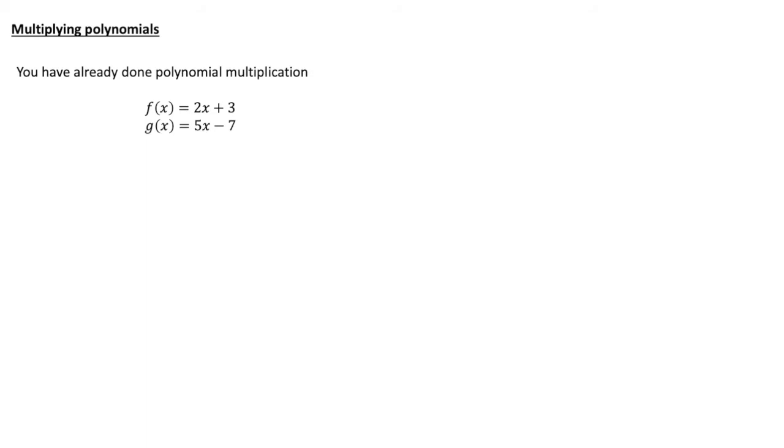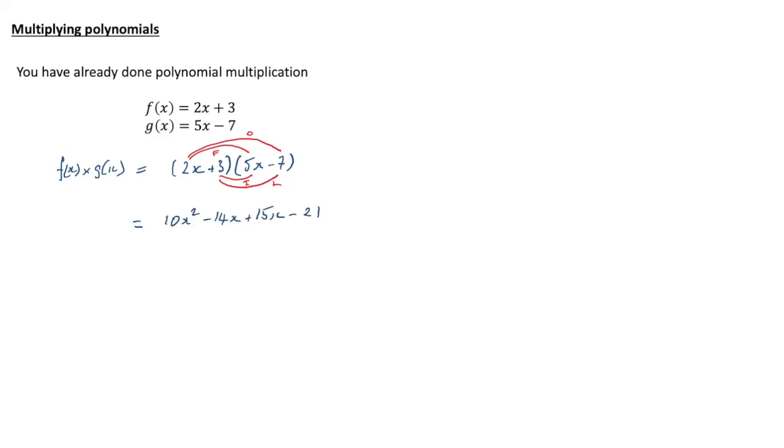We can also multiply polynomials, and you've already done polynomial multiplication because you've multiplied linear functions. So 2x plus 3, if you mapped that, it will give you a line, as would 5x minus 7, and you've multiplied them together. So if we have f of x times g of x, in this case 2x plus 3 times 5x minus 7, and you would have your familiar FOIL, or there's other ways that you may have been taught this, but that gives you a way of working through.